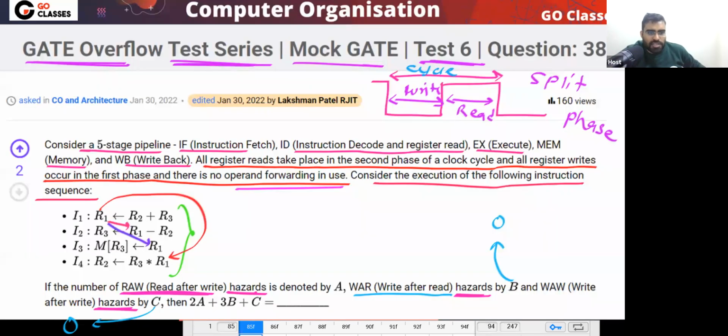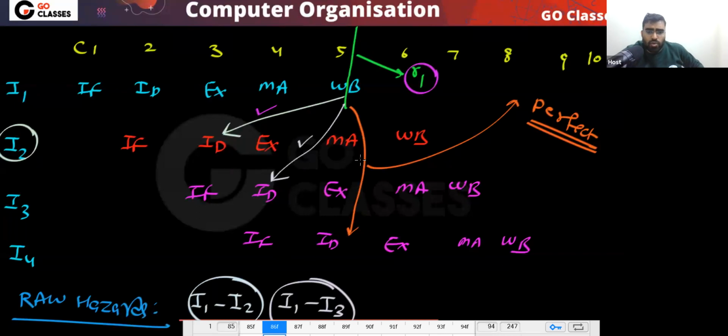Now, what about the next dependency? Look at the next dependency, R3, R3. This R3, R3 means I2, I3. Where will the value be available for I2? The correct value R3 will be available here. But I3 is reading here. So this is time traveling.